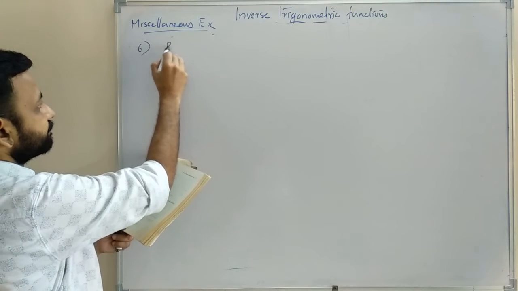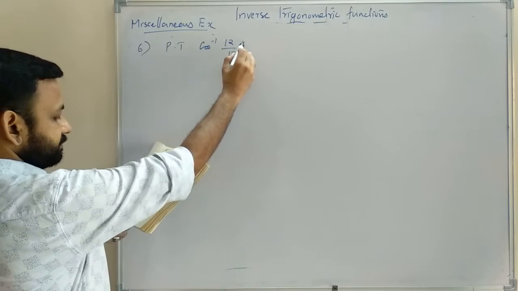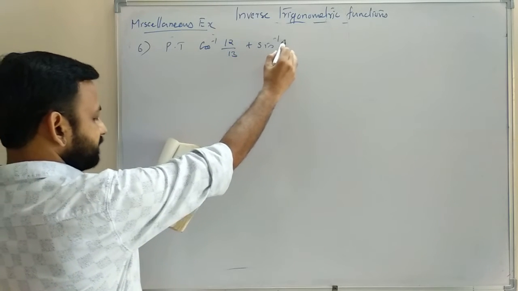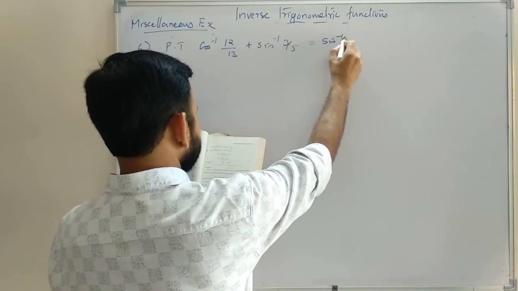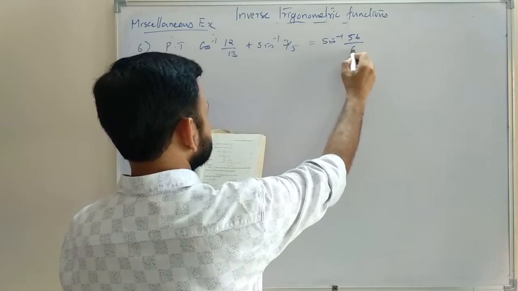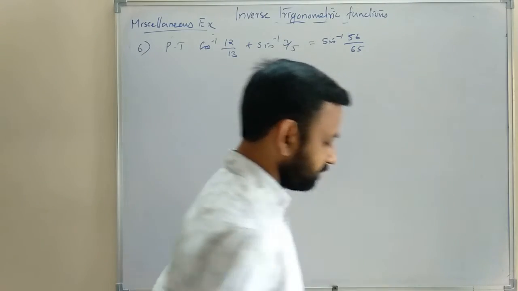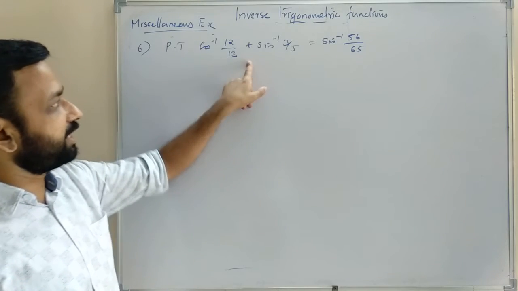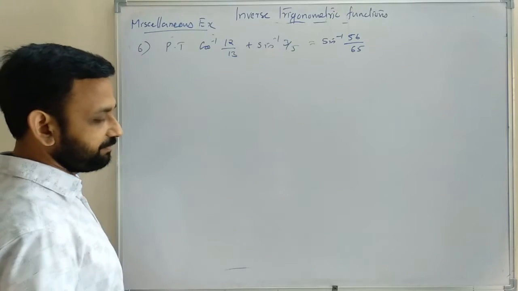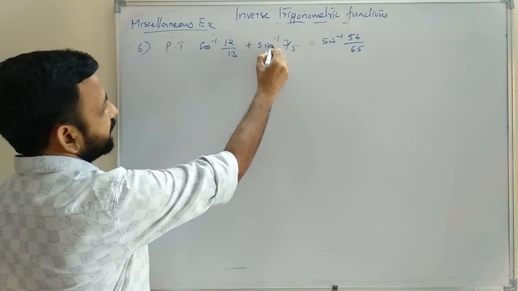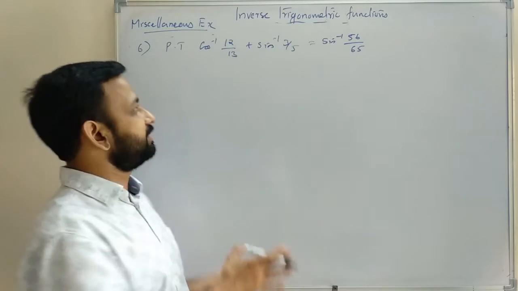Prove that cos inverse 12 by 13 plus sin inverse 3 by 5 equal to sin inverse 56 upon 65. That is our question. So we need to convert this expression in terms of tan inverse.